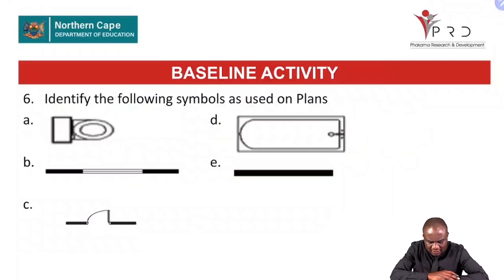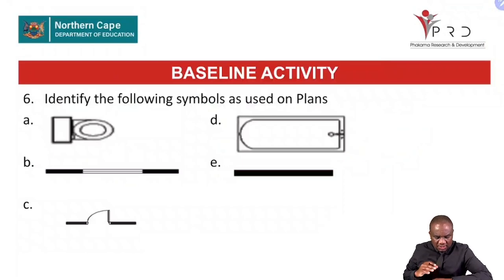Identify the following symbols used on plans. I want you to try this. Let's say maybe 2 minutes, we try to name these items, A, B, C, D, E. These things that we find in the plans, especially the floor plans. What do they represent? Let's try, 2 minutes.